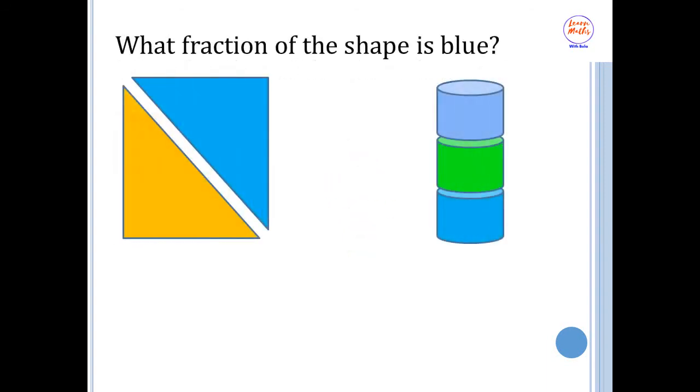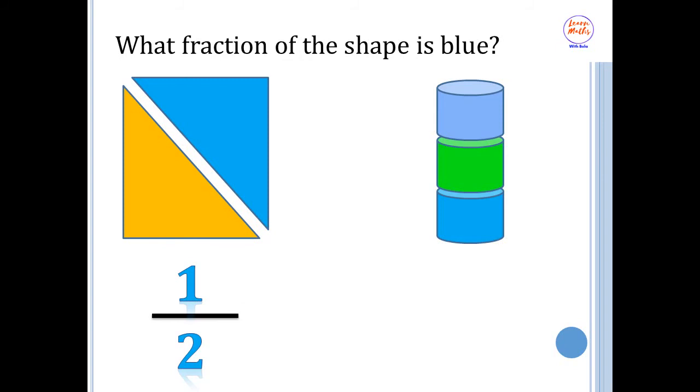What fraction of the shape is blue? So the first one, what do you think it is? 1 over 2. Correct. 1 part is blue divided by the total number of parts that you have in the shape, which is 2. We have 1 blue and 1 orange. So we have 1 over 2 as our answer.